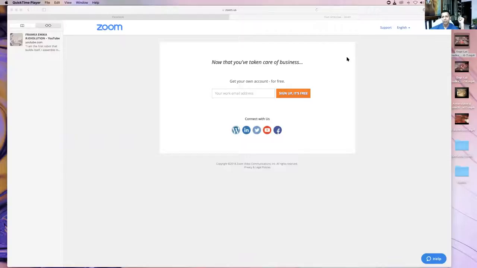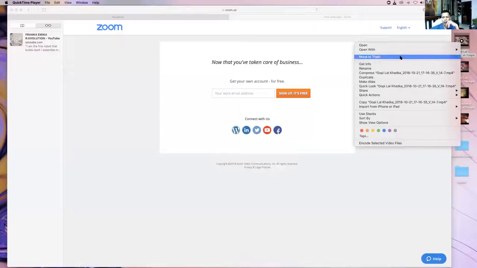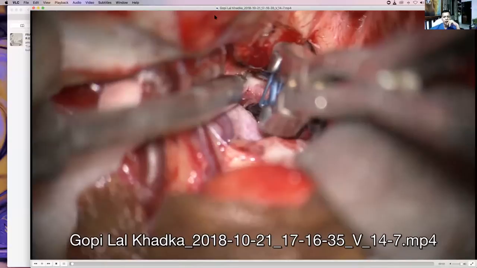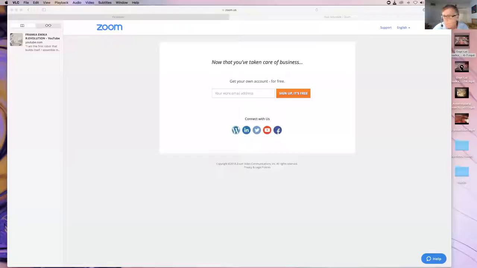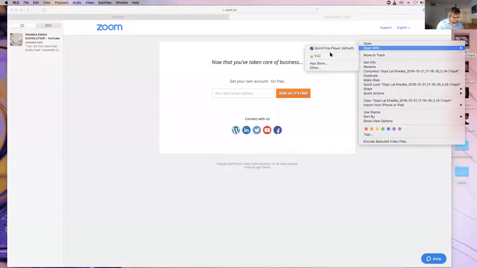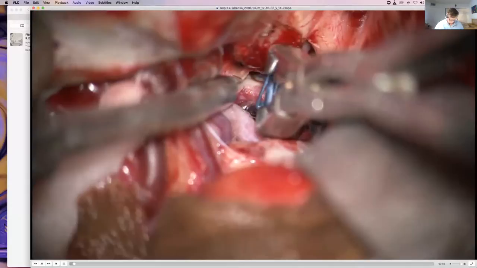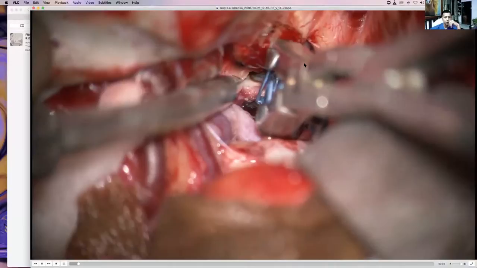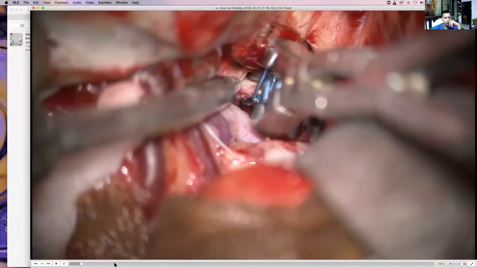Okay, I would like to show it in VLC. Are you seeing? Yes. This is not the first one. I would like to show the seven, right? No, I think I got it wrong. So, okay, this is the clipping of the PCOM.